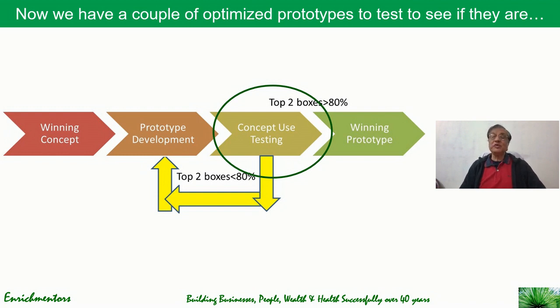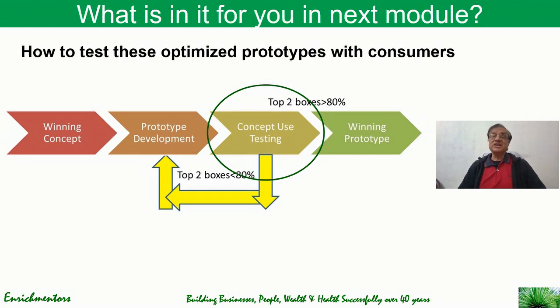So with this, what we need to see, using the concept use testing, is whether we have any or maybe a couple of winning prototypes out of these prototypes that we have developed. And that is what we're going to talk about in the next lecture, where we will talk to you about how to test these optimized prototypes with customers using the concept testing process and determine whether any of them is a winning prototype. And if many of them are not winning prototypes, what can you do to go back and develop them and make them winning prototypes?